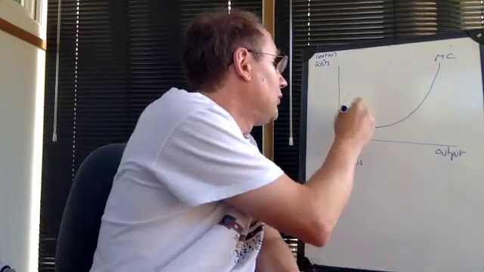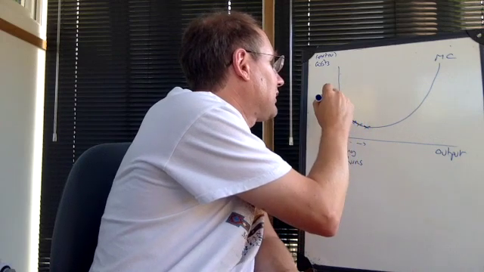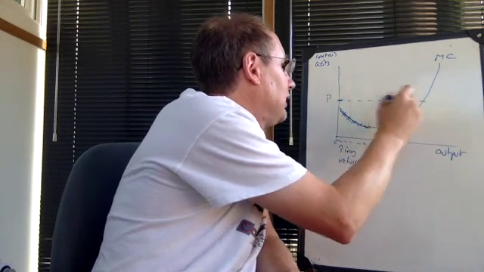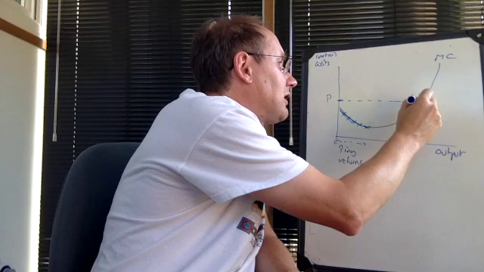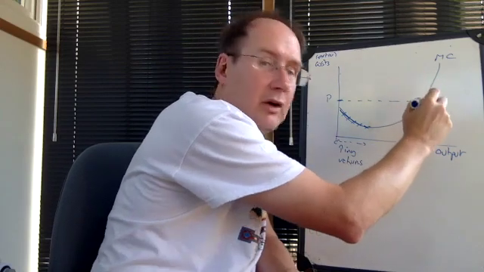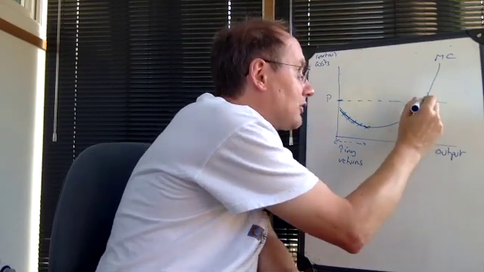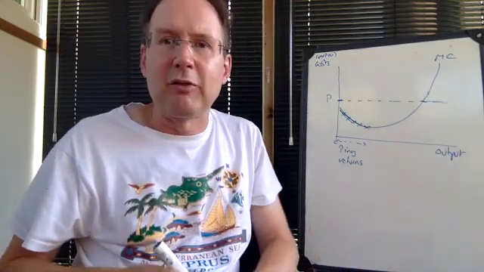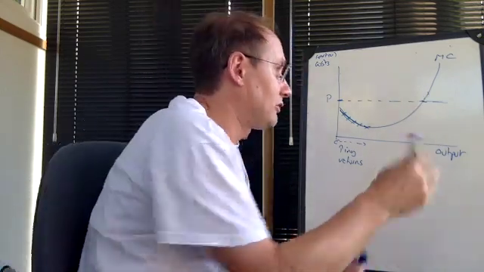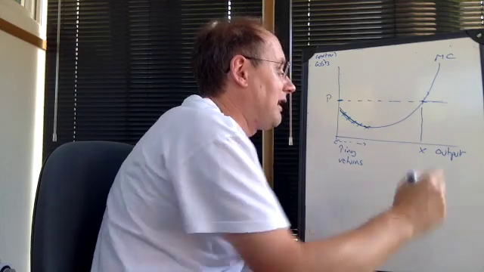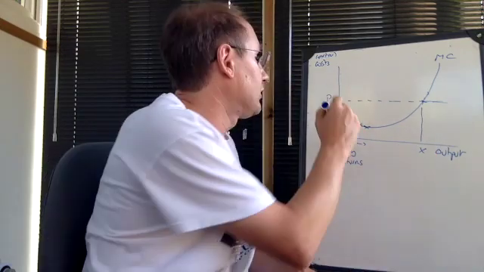So ultimately, if you ignore this early bit, if that's the price, then we know that it's only worth making units up until that point. Beyond that point, it would be unprofitable. The extra cost is more than the extra revenue. But that's something that we'll come across a bit later. But X would be the supply if price was PX.